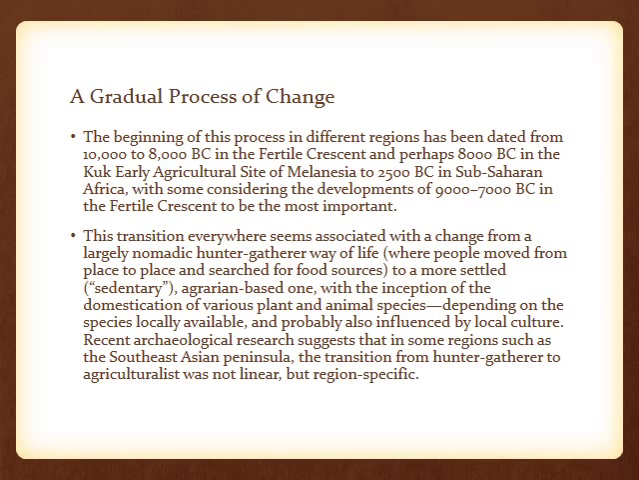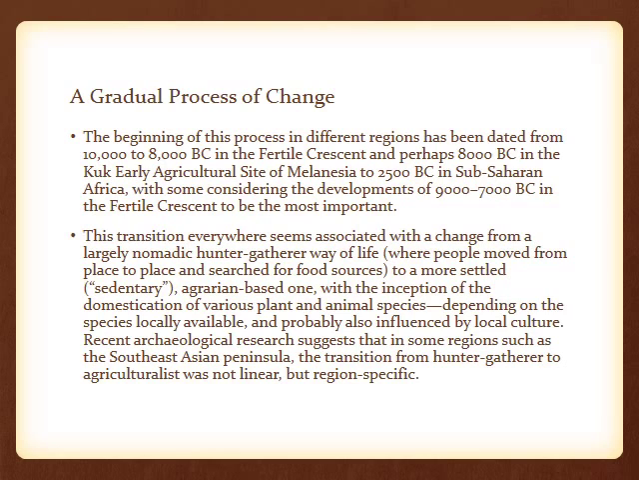This is a gradual process of change, not something that happens overnight or within a few days or weeks or months or years, but thousands of years. The beginning of the process dates back to different regions, anywhere from 10,000 to 8,000 BC in the Fertile Crescent, and perhaps 8,000 BC in Melanesia, in about 2500 BC in the sub-Saharan areas of Africa. And some consider the developments anywhere from 9000 to 7000 BC in the Fertile Crescent to be the most important, and we'll look at the Fertile Crescent next.